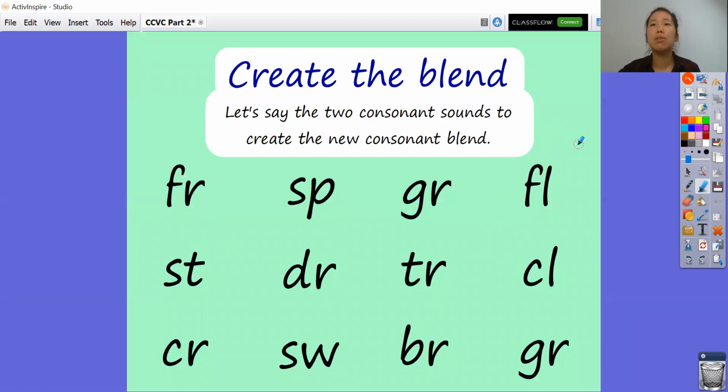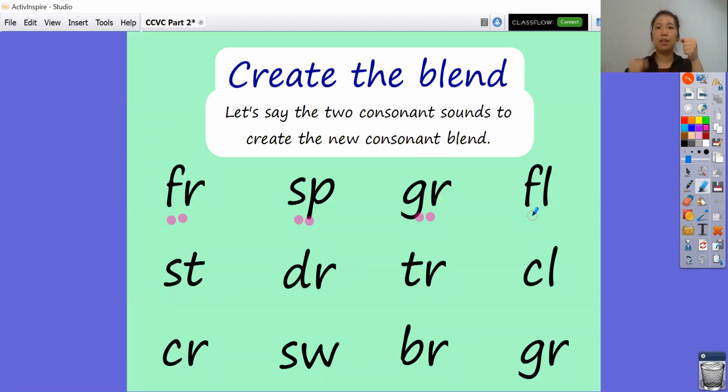Next one. Let's have a look, and we're going to try to blend these two consonant sounds to create a new blend. Quite a lot of these are common ones which we find in words, so you'll see them quite often when you read books. Let's start with this one over here, and then we're going to go across. So we've got f, r, fr. You can have a go at doing that with your fists as well as I'm doing them. The next one, sp, sp. This one, g, r, gr.